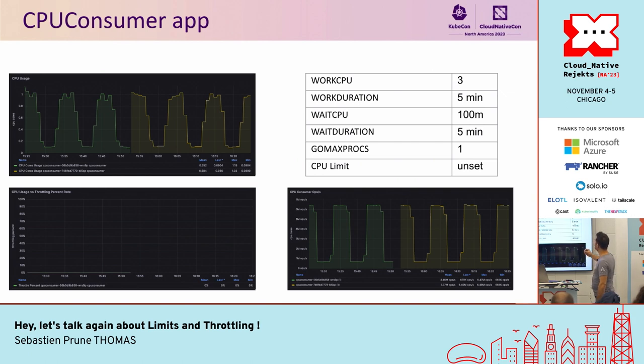And finally, I set GOMAXPROCS to 1 and I unset the limits. What you see here is I'm still using one CPU and I have no throttling because there is no limit. And I'm doing 6-point-something million operations per second. So I have the full power of the application with one thread running, even if I'm requesting three CPUs.